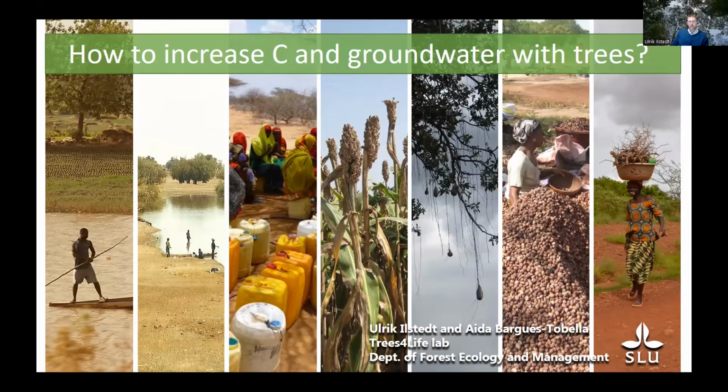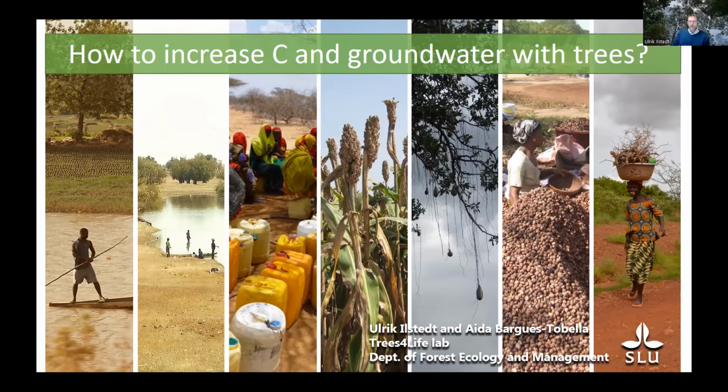work that I have done with a lot of people, more than I can present here. It's also organizations like C4, ECRAF, INERA in Burkina Faso, and SLU of course. And most of the slides and pictures I show here are made by myself or Ida Bargustubella, so I would like to acknowledge that from the start.